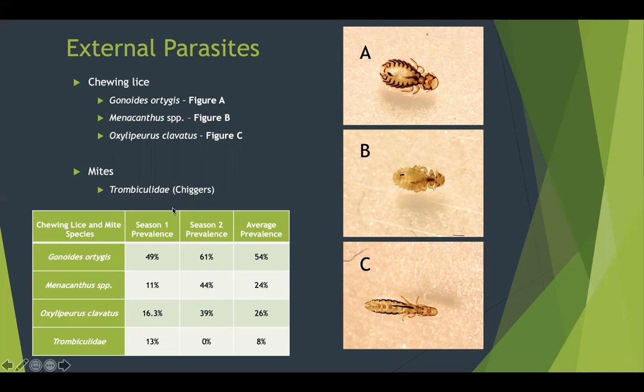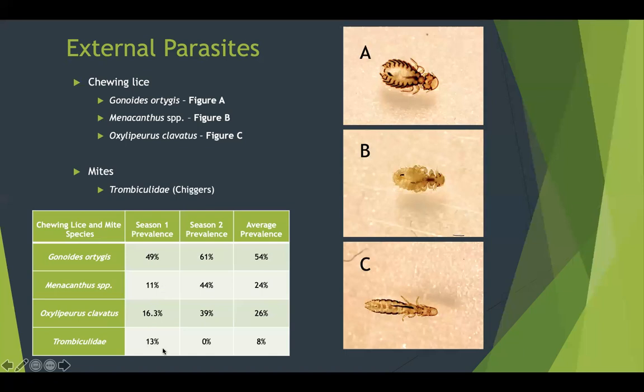So looking through the prevalences, season 1 prevalences of Gonoides ortygus was at 49%, and it rose to 61% in season 2, with a little over half of the birds that we had them. As far as the Minicanthus species, much lower at 11%, but then drastically increased to 44% in season 2. Overall, about a quarter of the birds had them. The Oxyliparius clavatus, a little over 16% in season 1, 39% in season 2. Again, about a quarter of the birds had them overall.